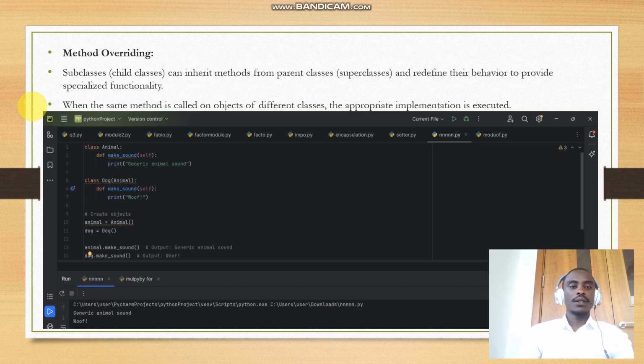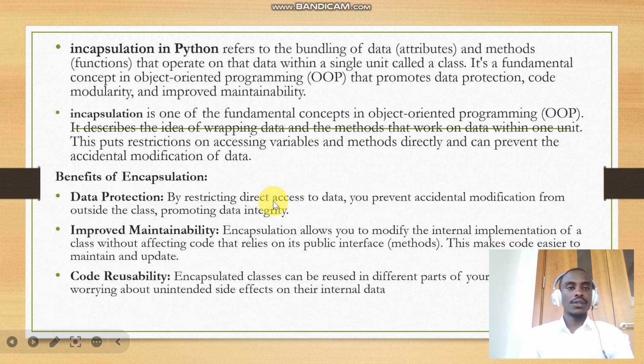There we see the method already. Child classes can inherit methods from the parent class, the superclass, and define their own behavior for specialized functions. This is an example of method overriding, where you have the same parent class and child class, and here we create an object to call the function when we use it.